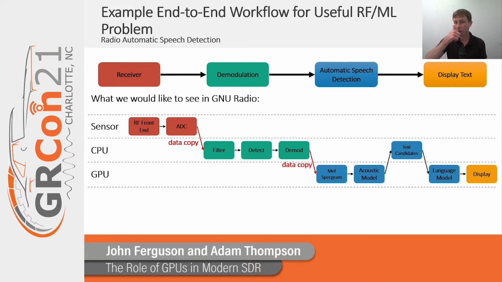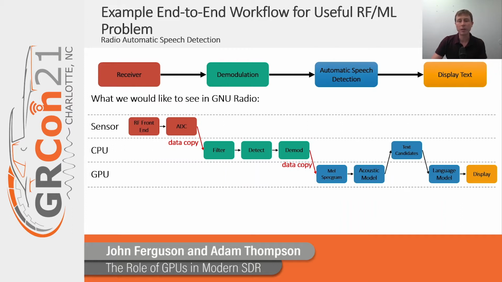So if we look a little bit closer into what this flow graph would look like, all of this will be implemented in GNU Radio. We start off with our sensor, the hardware aspect here. So we have an RF front end, and we have an analog to digital converter. Because we're using GNU Radio, it'll initially go into the CPU memory. So we are going to have to do a data copy from the ADC to the CPU, which will do some filtering, some speech detection. So is there actually a signal there?